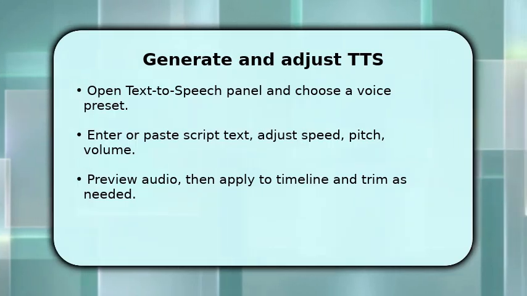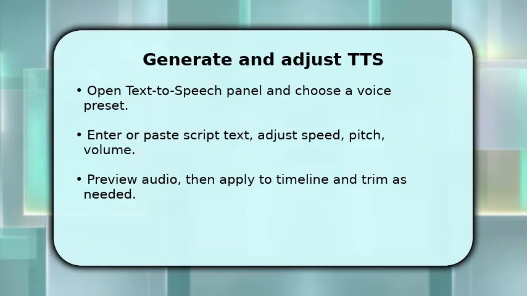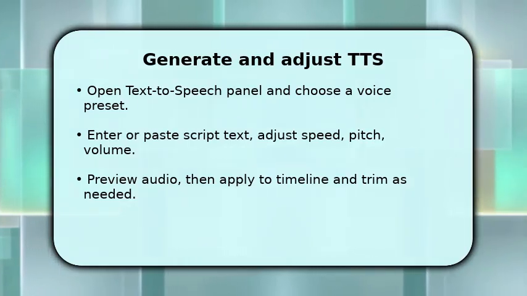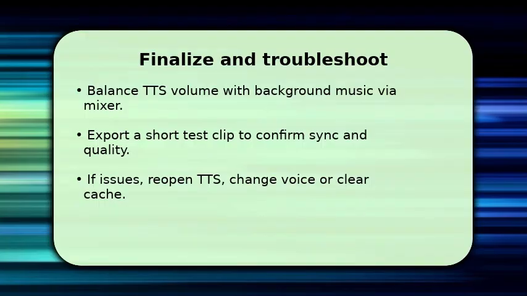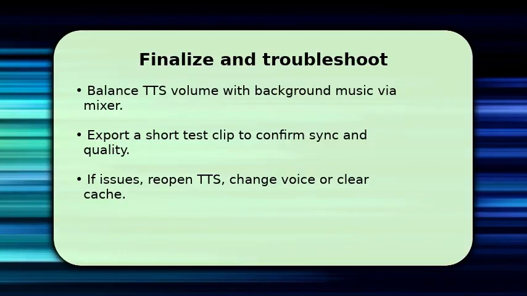After you're satisfied, apply the audio to the timeline, align it to the clip, and trim any silence so the narration syncs precisely with visuals. Finish by balancing levels. Open the mixer, lower background music, and nudge the TTS clip for tight lip sync or scene timing. Once done, export a short test file to confirm final audio quality and timing on another player.